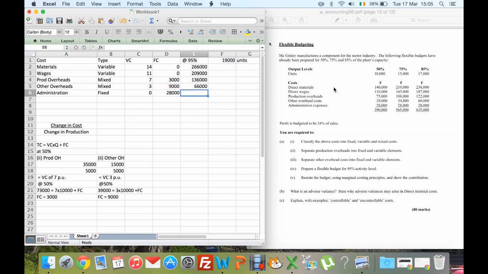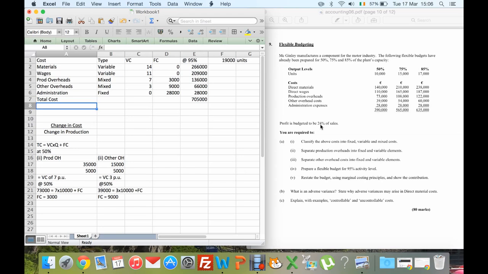And then the fixed one, well, that doesn't change. So you add that together and you get, okay, so that's total cost. Now we have to restate the budget. I need to find out what my sales price is going to be.